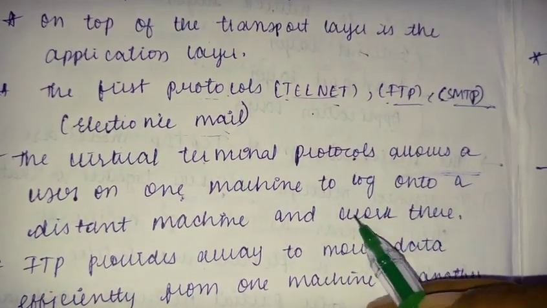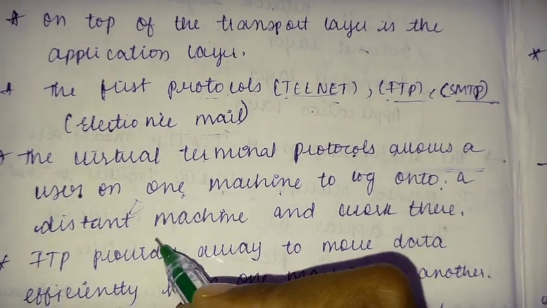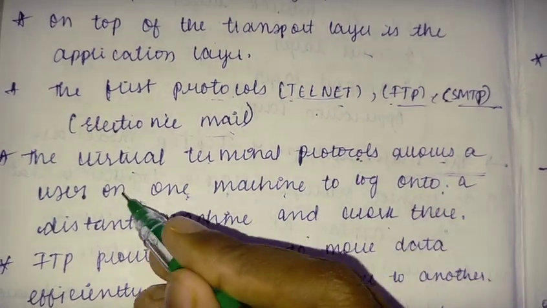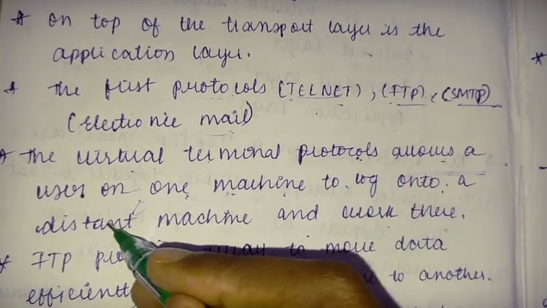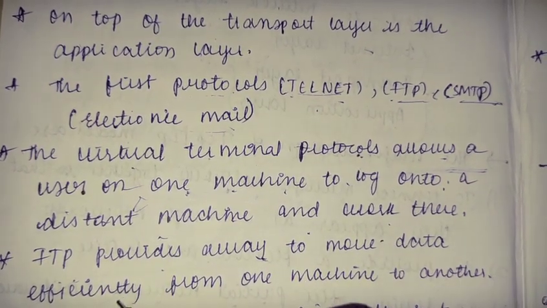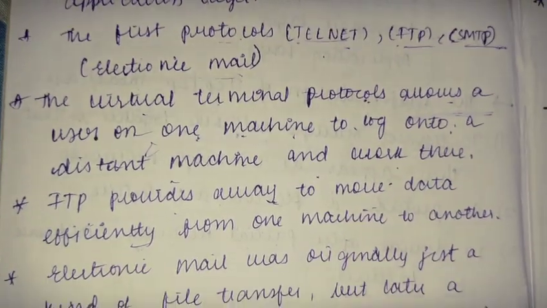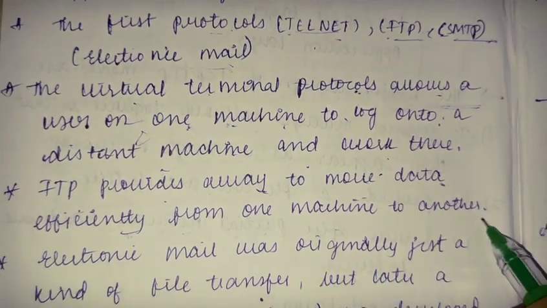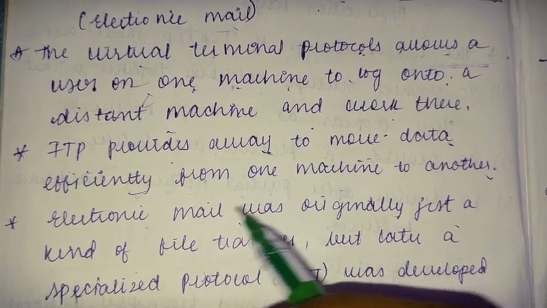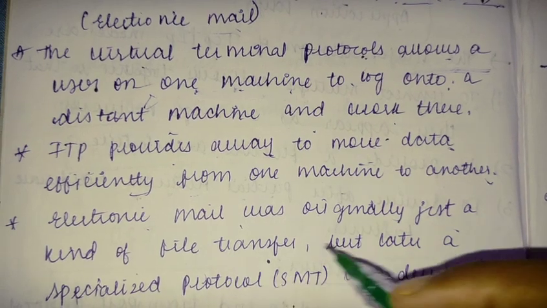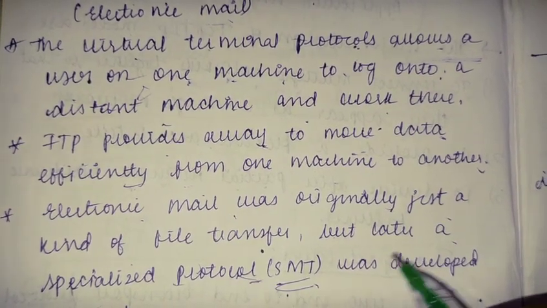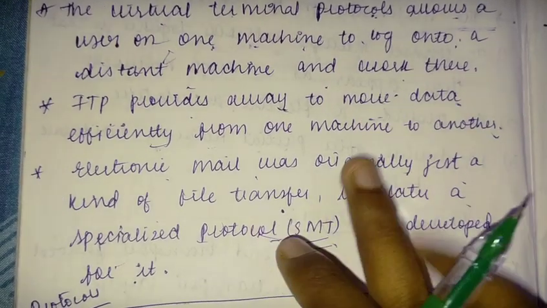The virtual terminal protocol, Telnet, allows a user on one machine to log on to a distant machine and work there. Next is FTP, which provides a way to move data efficiently from one machine to another. Electronic mail was originally just a kind of file transfer, but later a specialized protocol, SMTP, was developed for it. Is this clear?